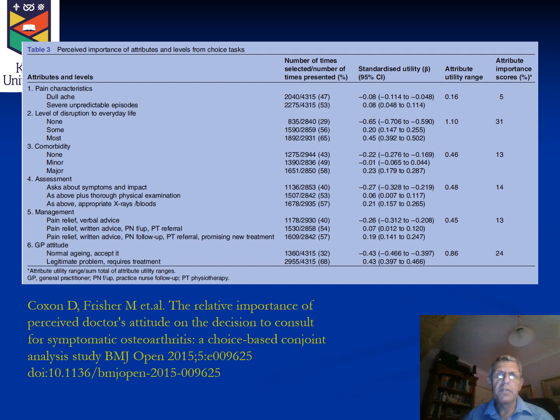So the conclusions of the study were that anticipating that the GP will regard joint pain as part of the normal aging process is a strong disincentive to seeking help, potentially outweighing other aspects of quality of care. An important goal of primary care consultation for osteoarthritis should be to avoid imparting or reinforcing this perception.